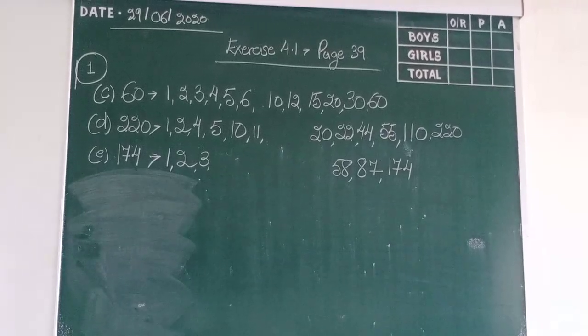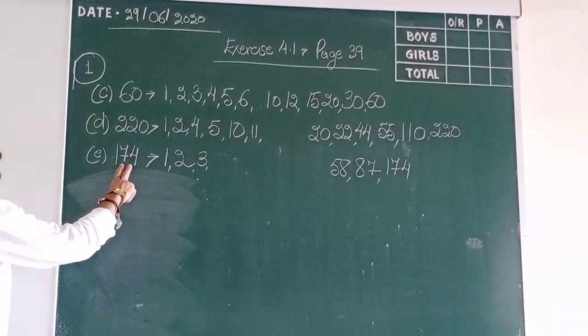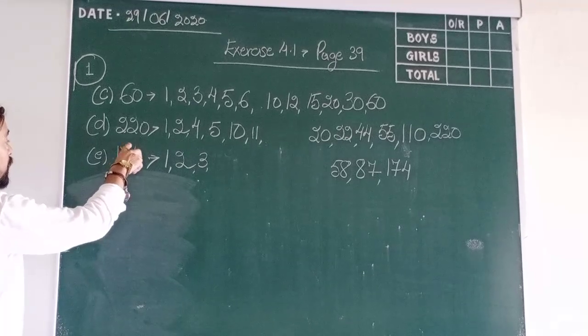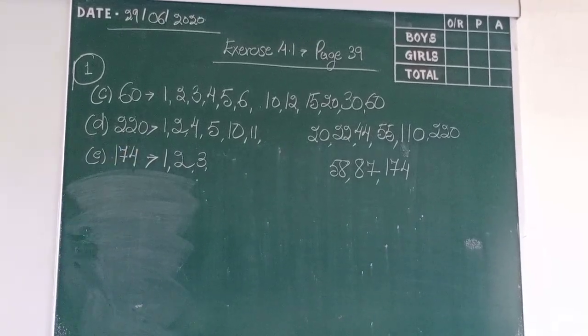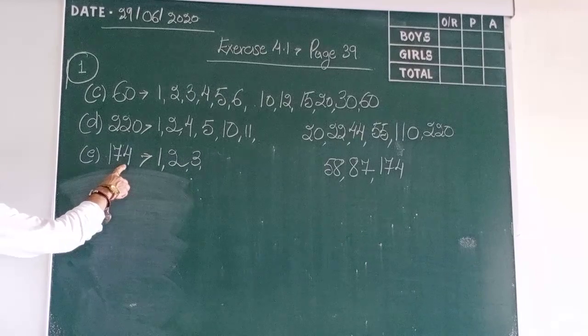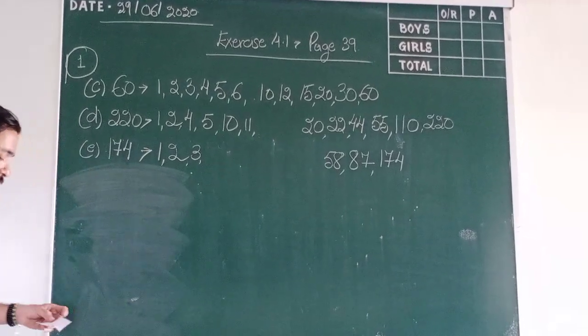4, the last two numbers should be divisible by 4. 4 ones are 4, remainder 3, 34, not divisible by 4. 5, the number should end with 0 or 5, not divisible by 5.